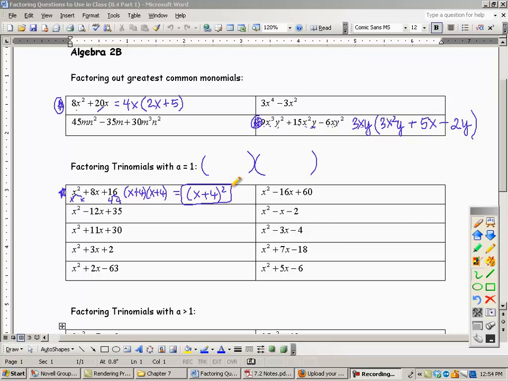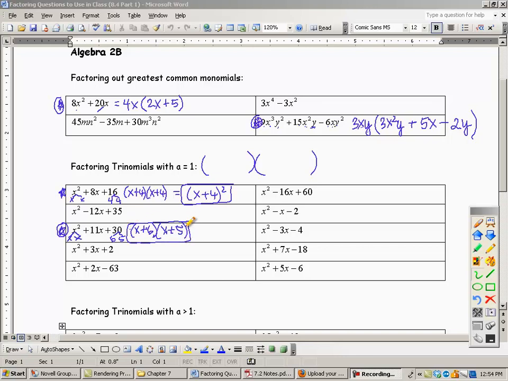Let's move down a couple. Let's try this one. X squared, again, we know is x and x. 30, how do you get 30? 3 and 10, but that can't add to 11. But 6 and 5 can. 6 plus 5 gets 11. So you have an x plus 6 and an x plus 5.